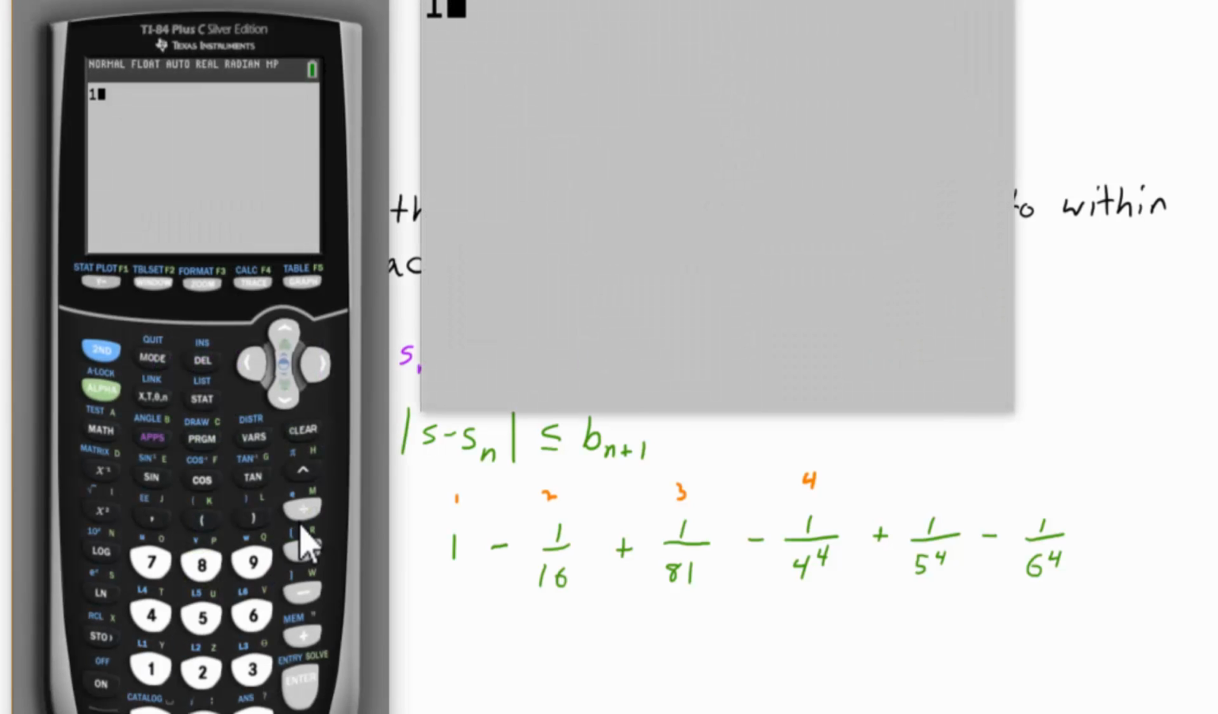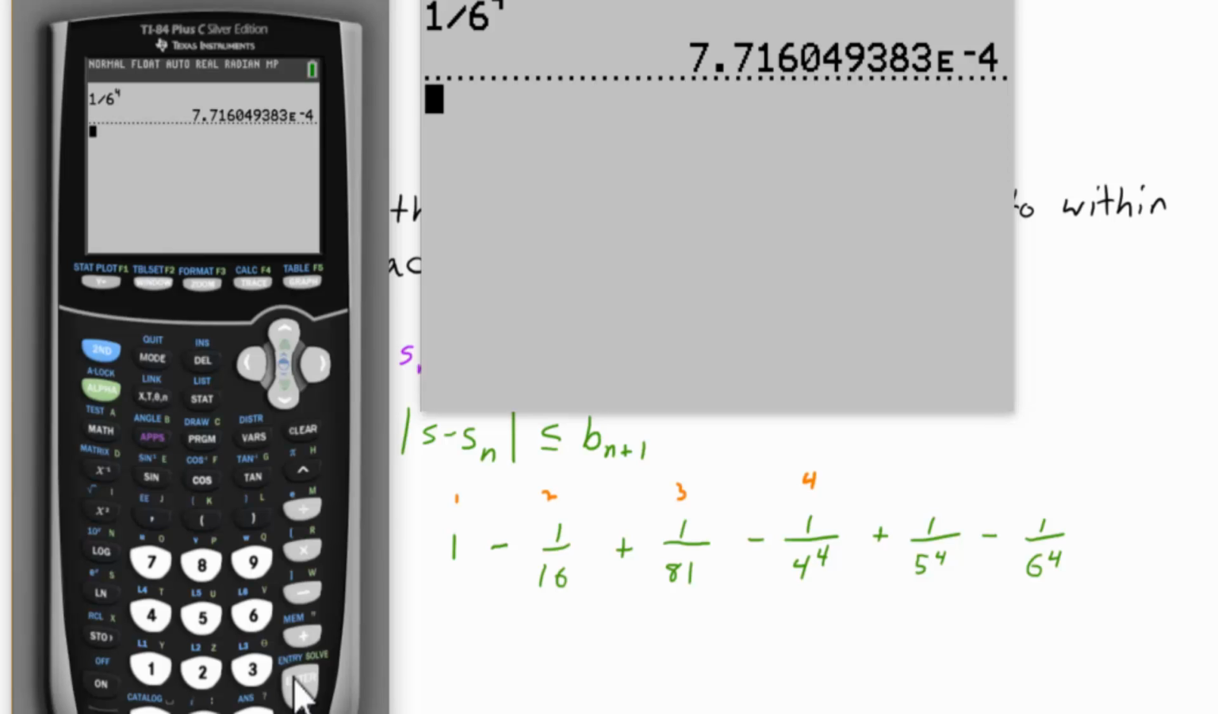So 1 divided by 6 to the 4th power, like that. Okay, what does that equal? 7.7 e to the -4, what does that mean? Or e -4? So 7.716 times 10 to the -4, right? So how many zeros are in front of that first 7 then? 3. Okay.